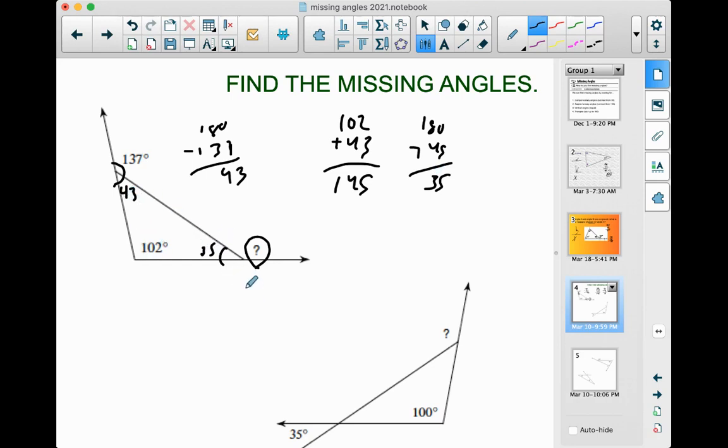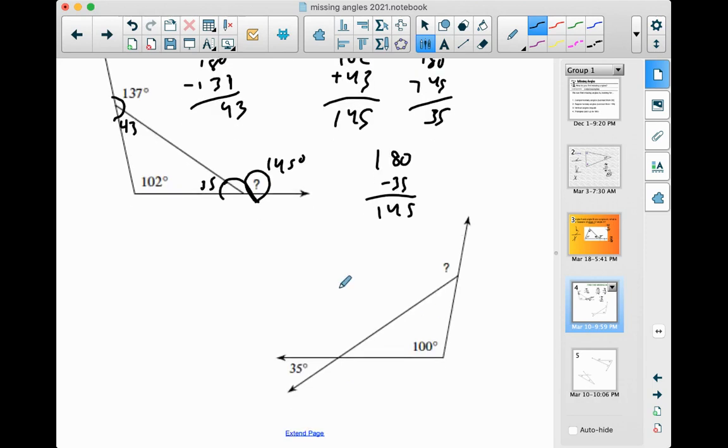Okay, all right. So one more step. Now that I know this angle, I can figure out this angle because, again, these make a straight line together. They make 180 degrees. They're supplementary. So I can do 180 degrees, subtract the 35 inside the triangle to figure out what's outside. Gives me 145. Okay, so the angle I'm looking for there is 145 degrees.